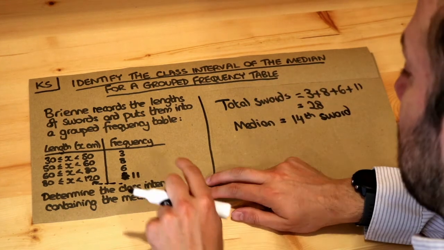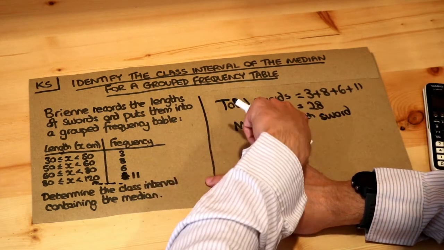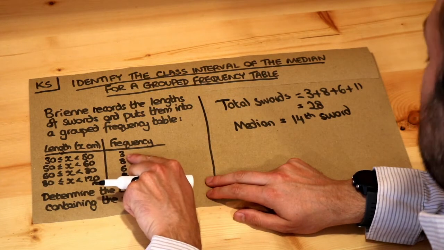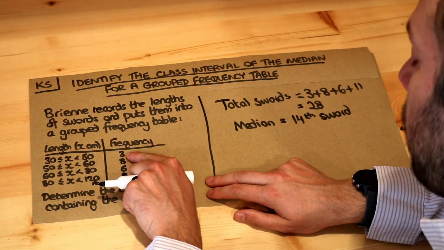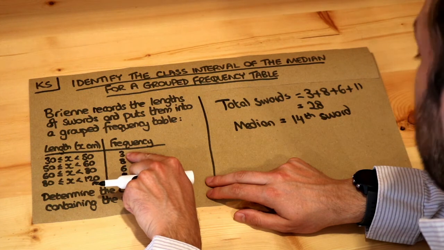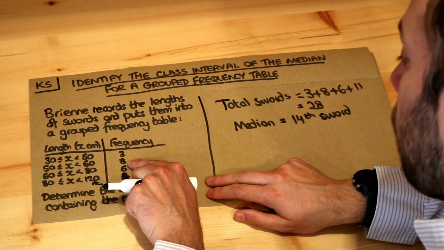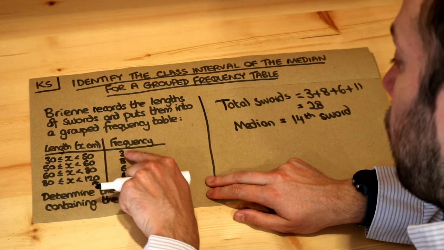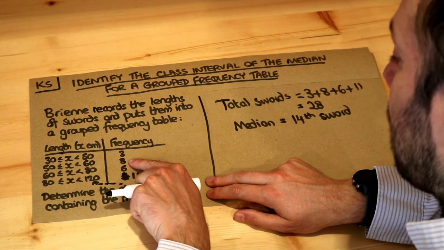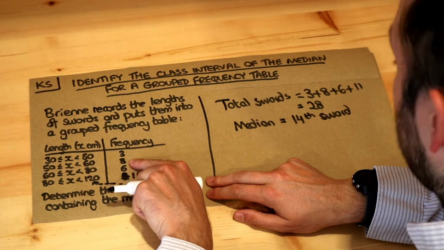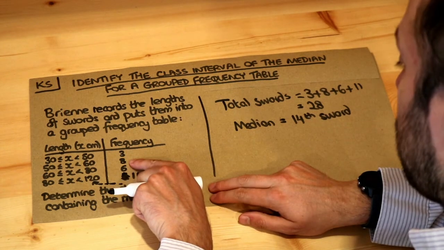So what we then do is we go through this frequency table and look for the 14th sword using common sense. Is the 14th sword within the first 3 swords? Well, clearly not. But is the 14th sword within the next 8 swords? Well, by the end of this second interval, in total, we would have seen 11 swords. So if we've got 11 swords there, still we won't have seen the 14th sword.